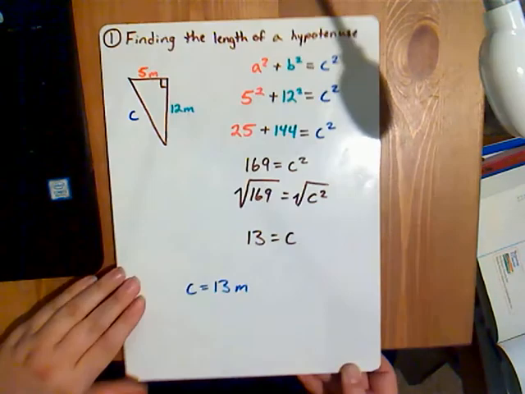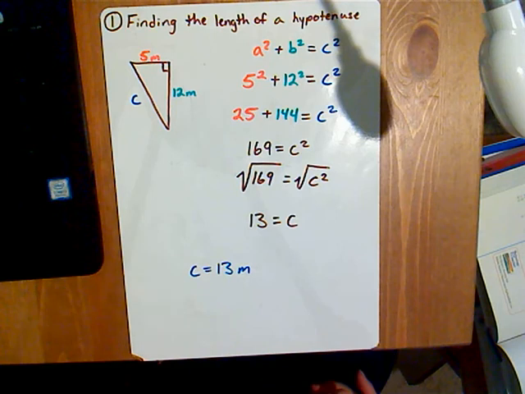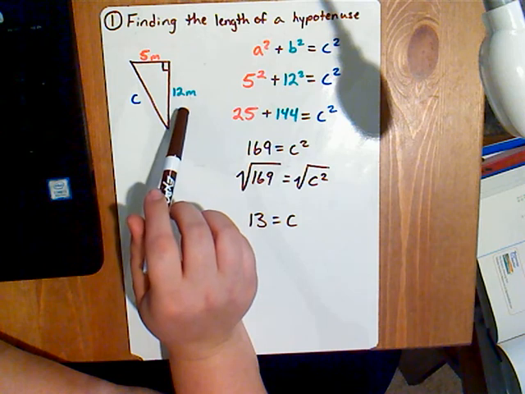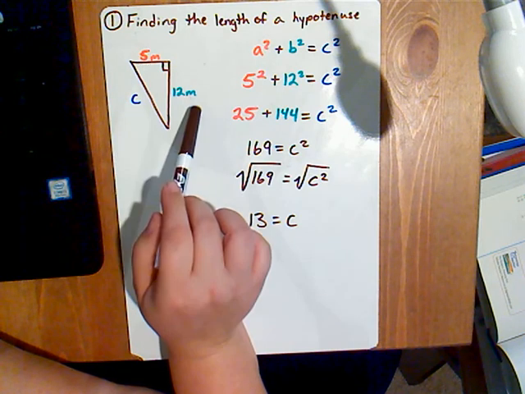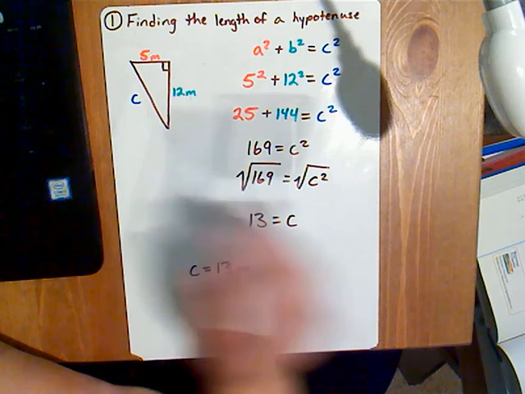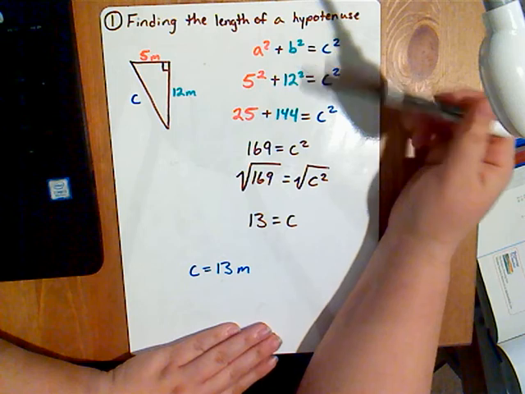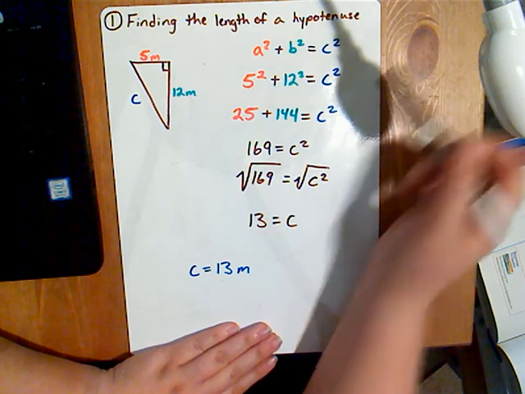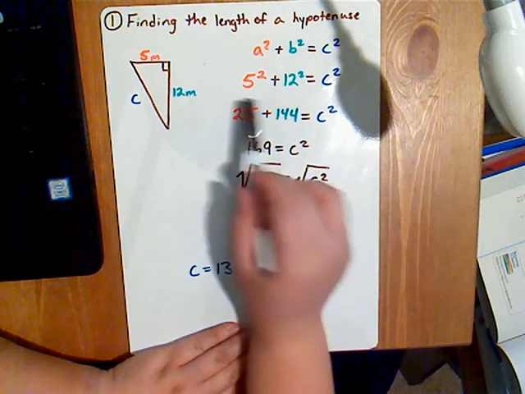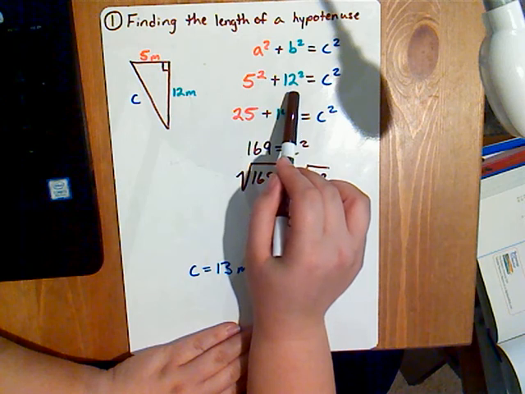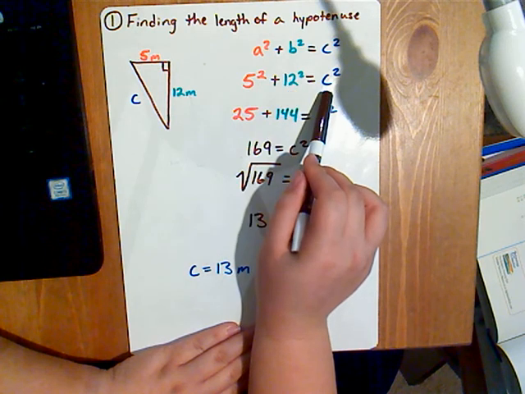All right, in our first example, we are going to find the length of a hypotenuse. We have a right triangle here where the two legs are 5 meters and 12 meters, and we're looking for that c for our hypotenuse. Remember our equation is a squared plus b squared equals c squared. So we just plug in our numbers. Side a, put in a 5. So 5 squared plus leg b, 12 squared, is going to equal c squared.